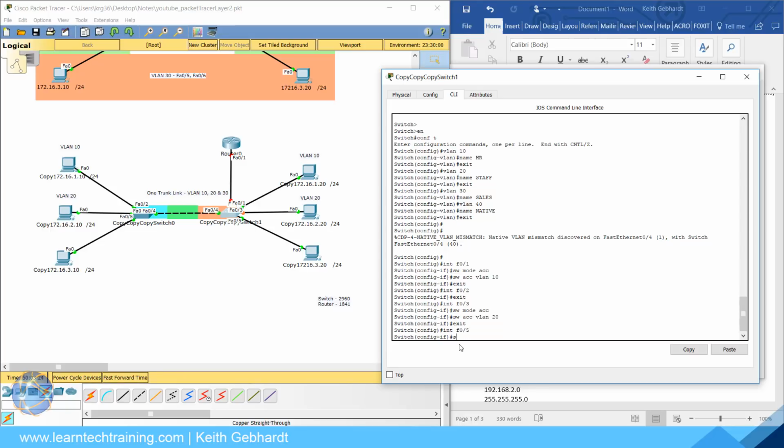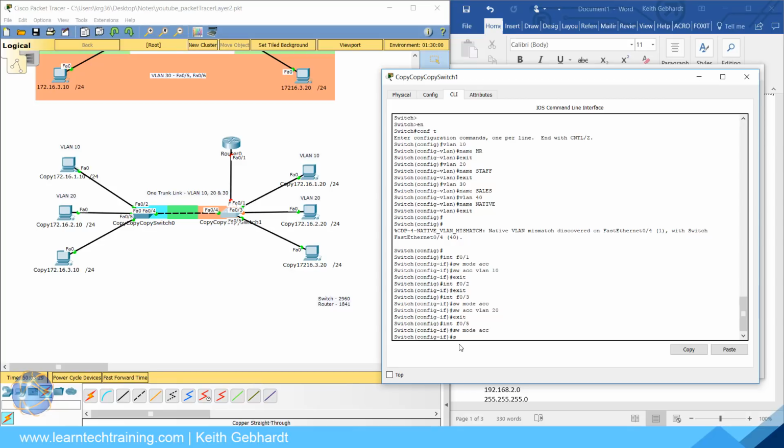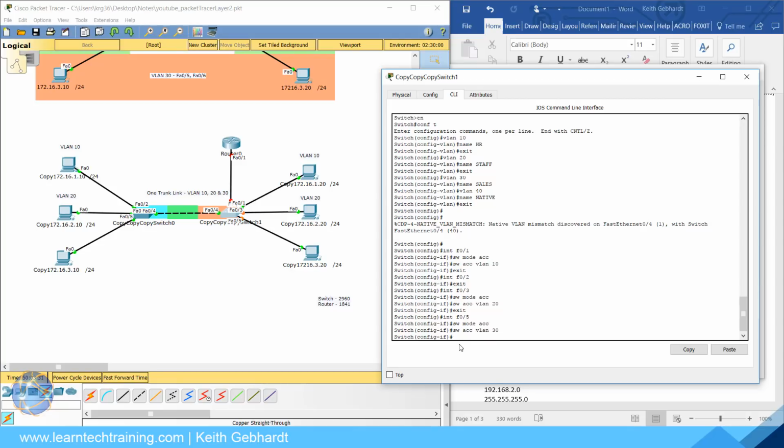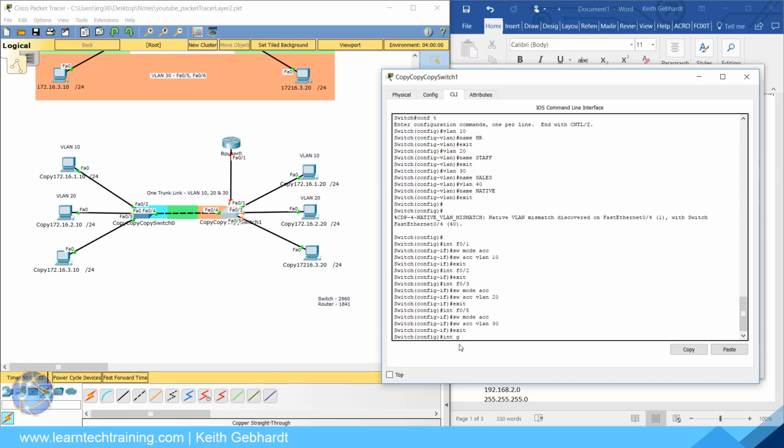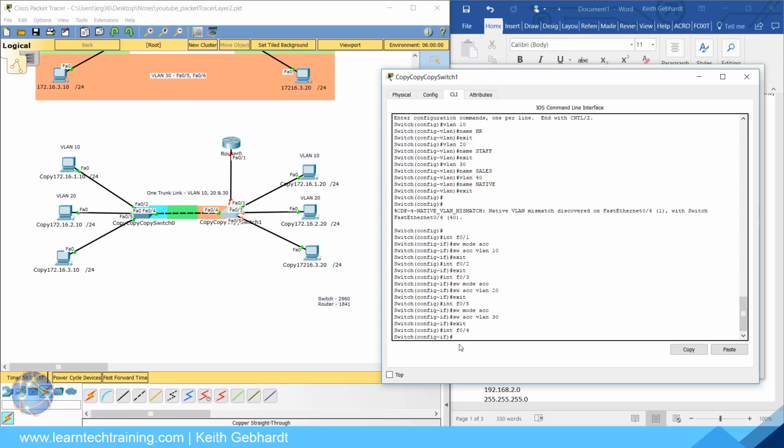I don't know why I did it like that. That's weird. I usually never do it like that. But oh well, we'll manage. Switch port access VLAN 30. Exit. Interface F04. I keep saying G. I'm used to working on gigabit Ethernet. 4. Switch port mode trunk.